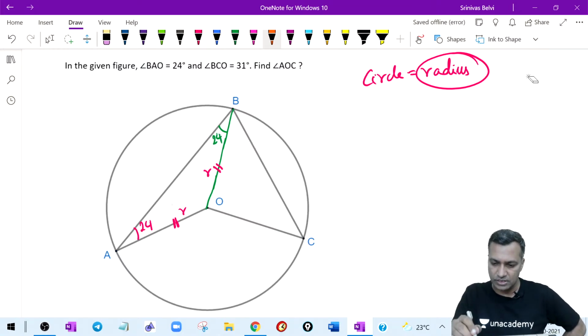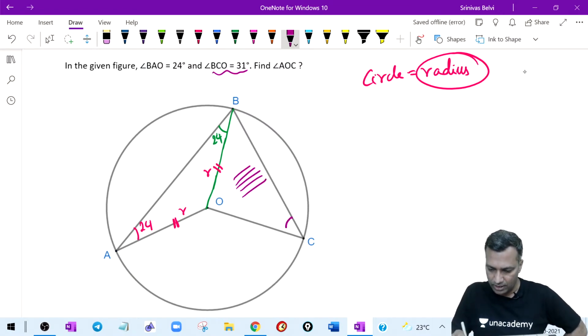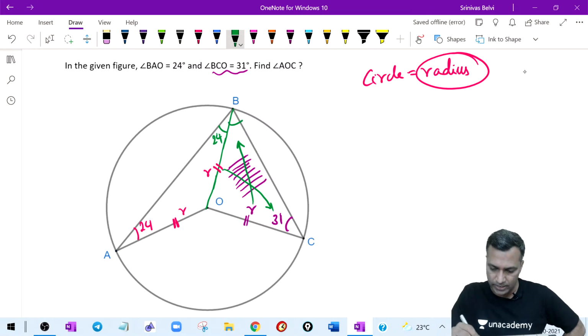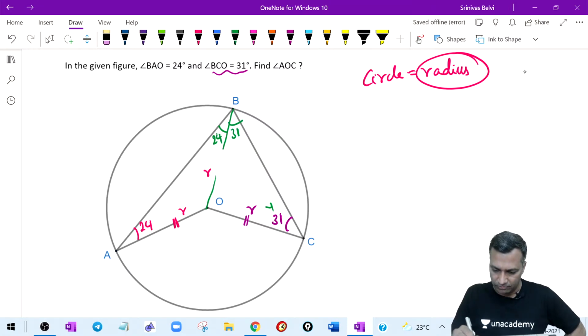Forget this, now this is over. Now let me focus on this particular triangle. What is given to me? BCO. Now BCO is 31. This is also a radius, so focus only on this triangle. The angle opposite this particular radius is 31, therefore the angle opposite this side will also be 31. So now, let's close this figure. What do I know?